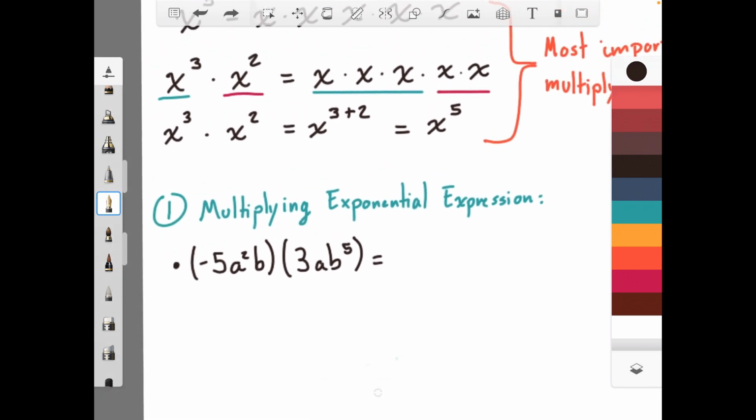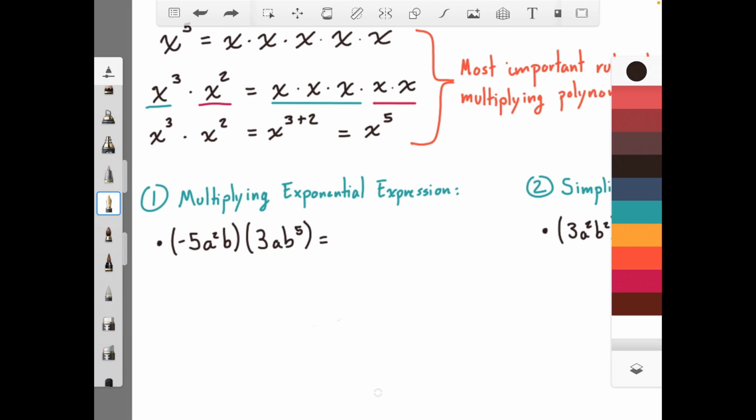This exercise says -5a to the second power b times 3ab to the fifth power. Now what we have to do is separate or break down each one of the monomials, right? We have to split them into categories. So now we are going to multiply.